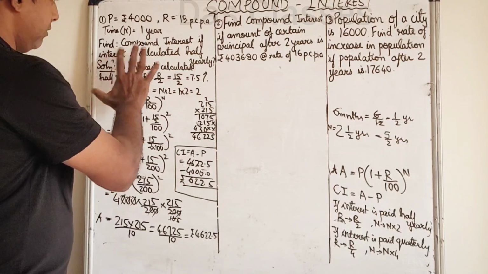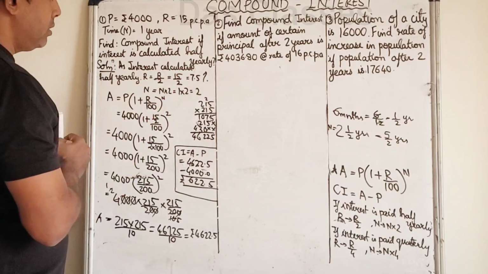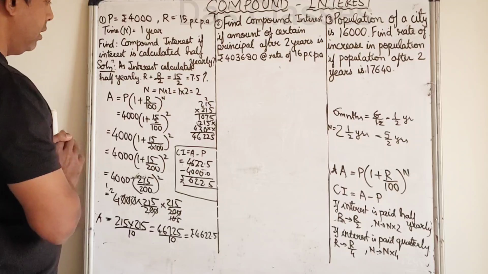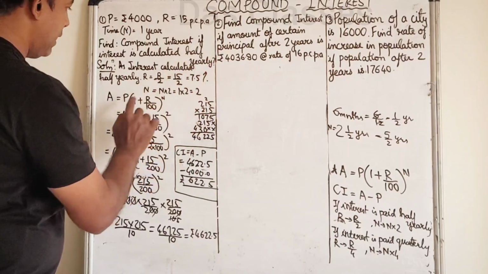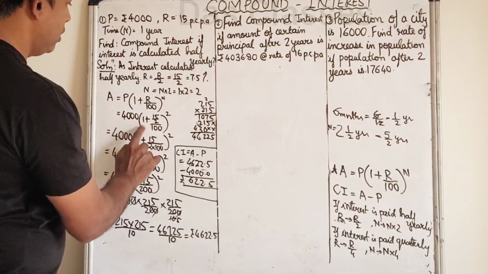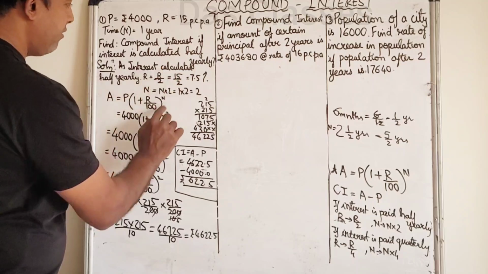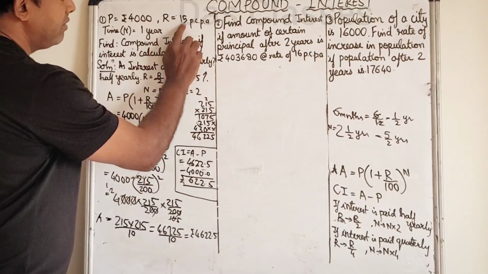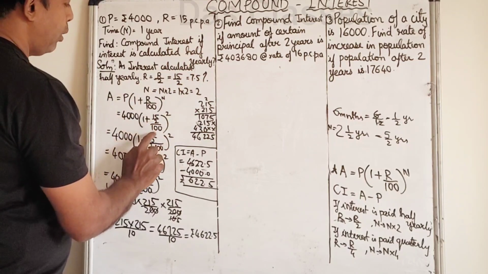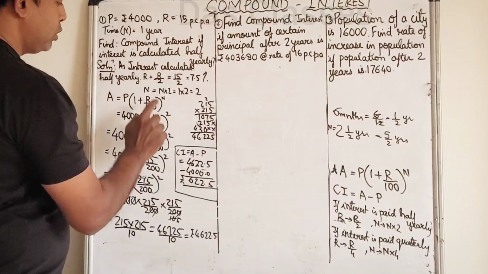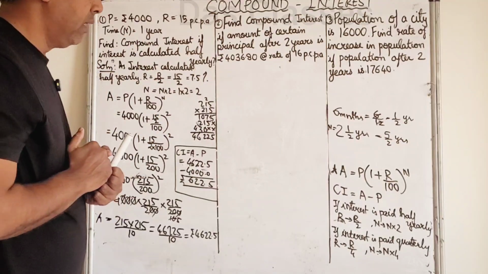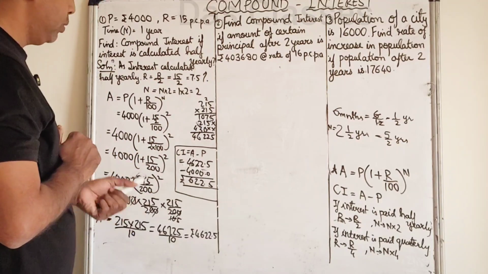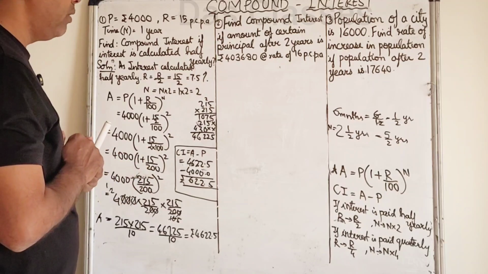In that case, if this sum was "find compound interest" and these things were not written, then I would not have written this part and I would have directly substituted 4,000, 1 plus the rate. I wouldn't have divided by 15 upon 2. I would have taken the rate directly as 15 upon 100, and the n period was 1 year. I would have directly taken it as 1 and then solved it. Okay, so that's how to find out the compound interest.